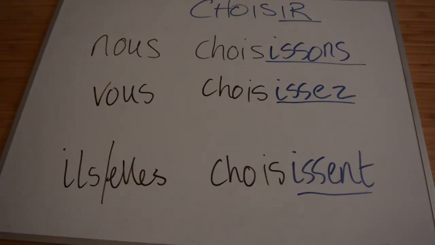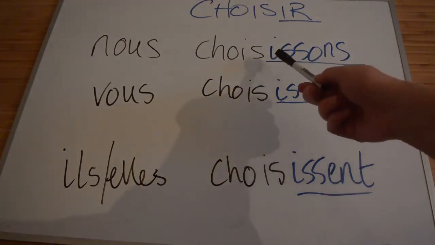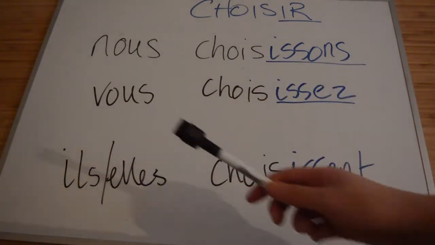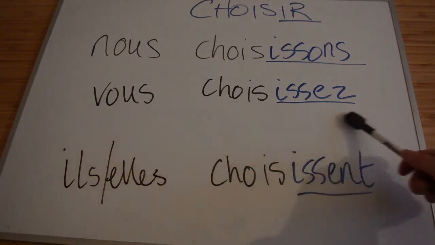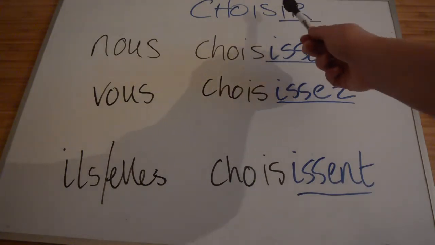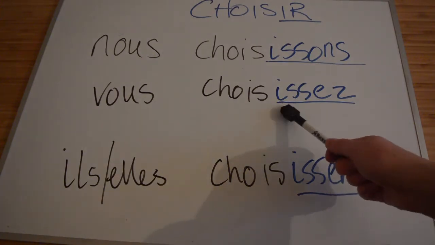Sticking with IR verbs and still on the verb choisir, to choose, as our example, we've taken off the IR for nous, vous, ils and elles, and although these endings are a bit longer, the same principle applies. You take off the IR and you add on the correct ending. So for nous, we choose, we've taken off the IR and we've added on a longer ending of ISSONS. Okay, so choisissons. Vous, what we've done is taken off the IR and made it choisissez. Okay, so we've still got that CHOIS. We've taken off that IR and we've just added the right ending on. ISSEZ, with an EZ at the end.